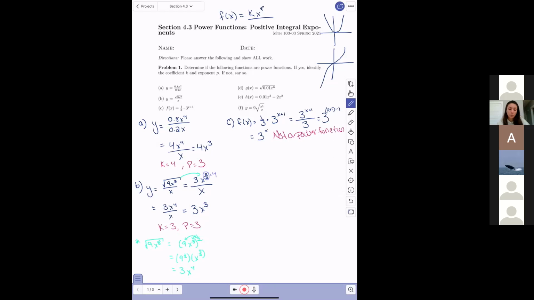And you could see that from the beginning, from the first step here, because the x is in the exponent. But if you didn't notice that right away, you could go through these steps of simplifying and end up with not a power function. Any questions on that one?